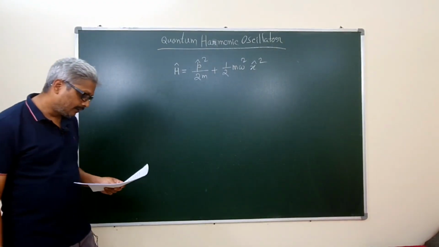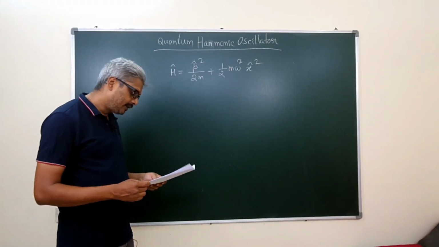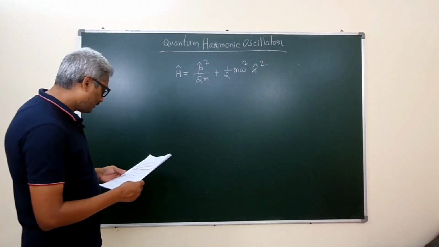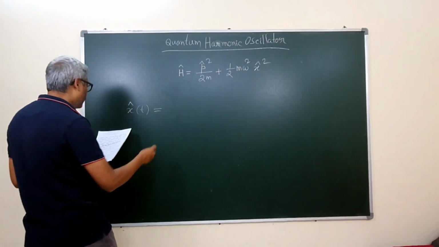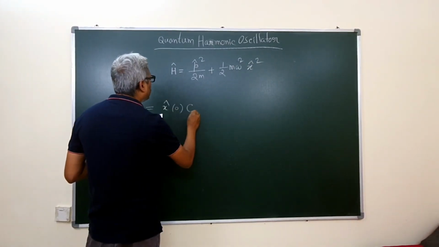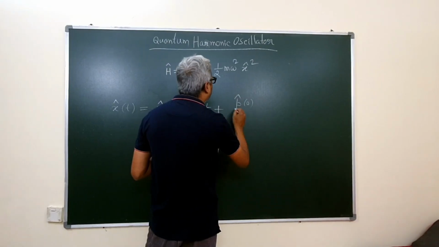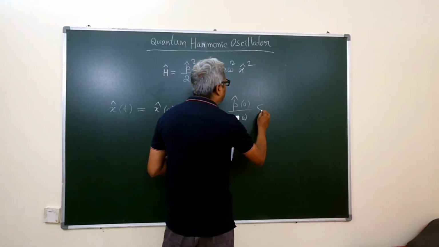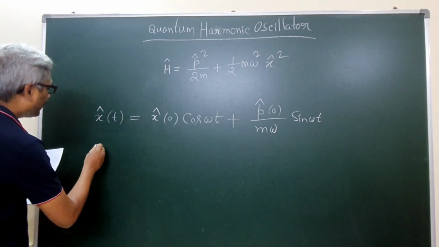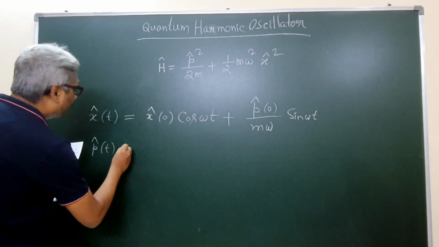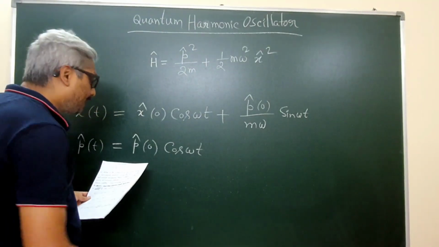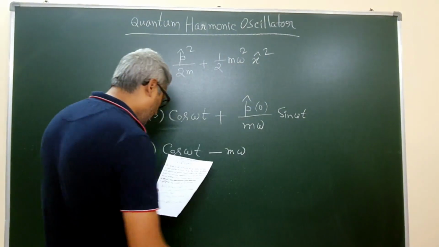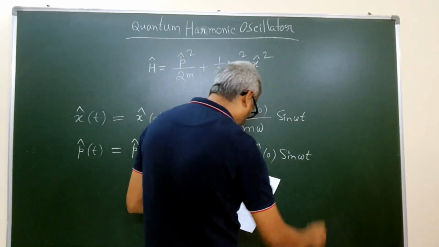Using the Heisenberg equation of motion, we obtained the time evolution of the position and momentum operators as x(t) is equal to x0 cosine omega t plus p0 by m omega sine omega t, and the momentum operator p(t) is equal to p0 cosine omega t minus m omega x0 sine omega t.